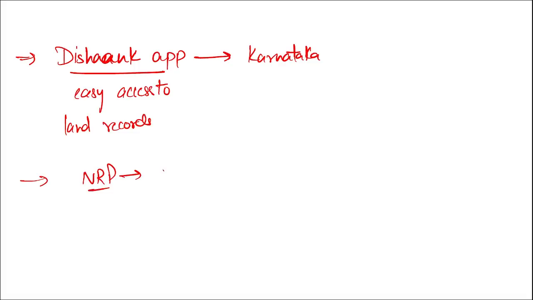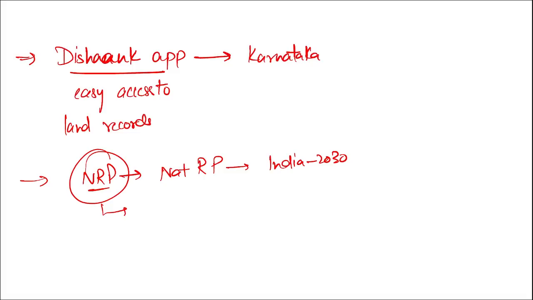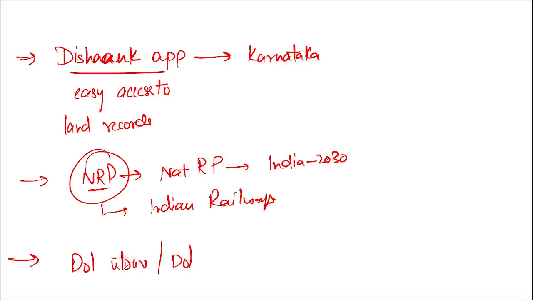Then apart from this, recently Indian Railways has prepared a National Rail Plan for India. NRP, National Rail Plan, for India 2030. It was prepared by Indian Railways. Alright, then if I ask you, Dol Utsav or Dol Jatra, where is this celebrated? This is celebrated in West Bengal.